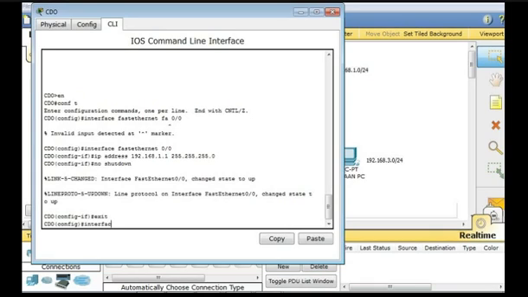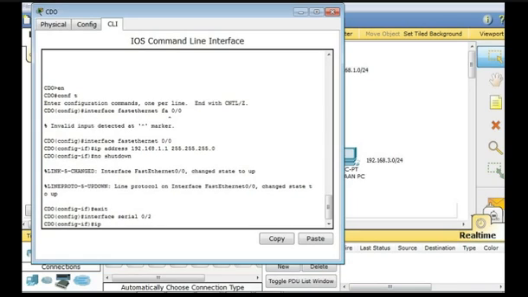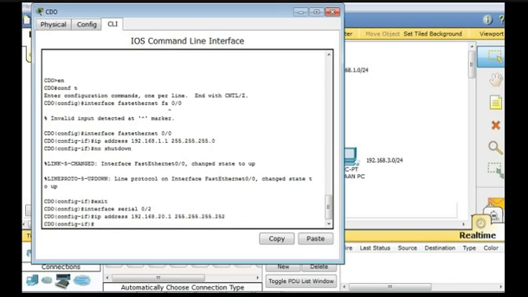The same procedure and command. Type interface serial 0/2, then the IP address 192.168.20.1. Then the subnet mask 255.255.255.252. No shutdown, then exit.